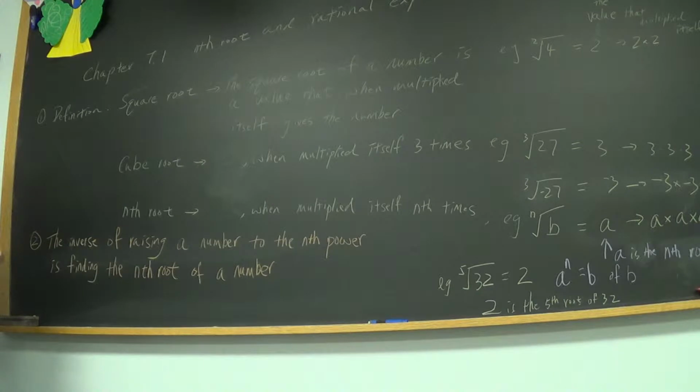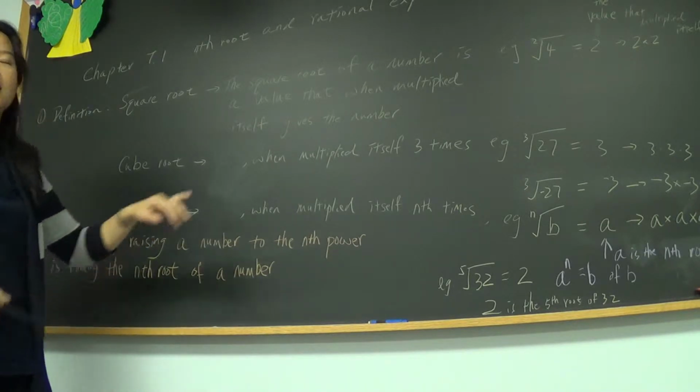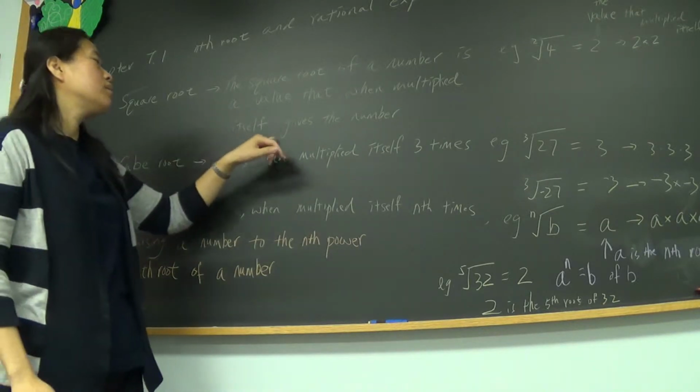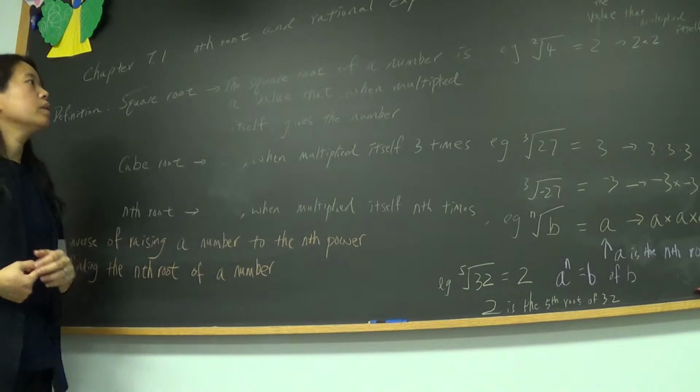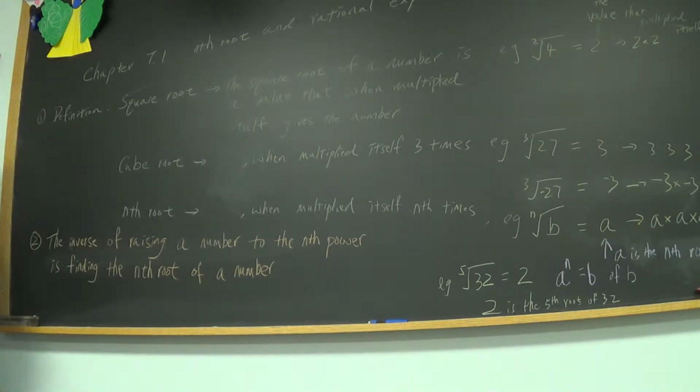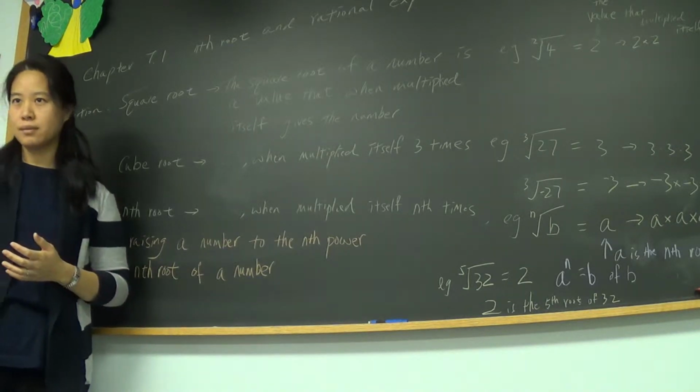Alright, now we're on chapter 7, nth roots and rational exponents. Let's look at the definition of square root. You guys knew that, okay? But I'm just rewriting this. The square root of a number is a value that when multiplied by itself gives the number.